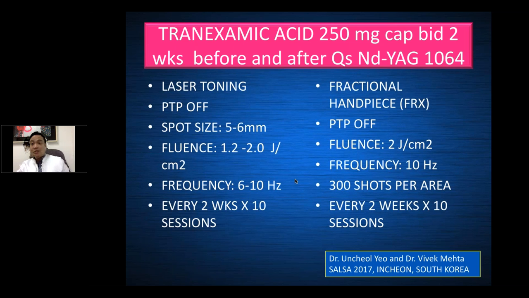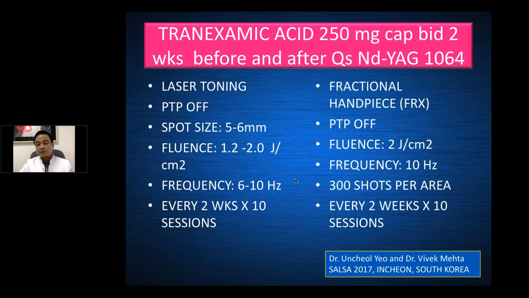But from the recent SALSA meeting in Incheon in Korea, our colleagues and experts, Dr. Eunsil Yeo and Dr. Vivek Mehta, made recommendations. Dr. Vivek Mehta actually is experienced with prescribing tranexamic acid and combining it with laser toning. However, Dr. Eunsil Yeo recommended the following settings: using the fractional handpiece, PTP off, with the following parameters: 300 shots per area or per side of the melasma, every 2 weeks for 10 sessions. And since then, I have been using either laser toning or the fractional handpiece on my melasma patients, and I have been getting very good results.